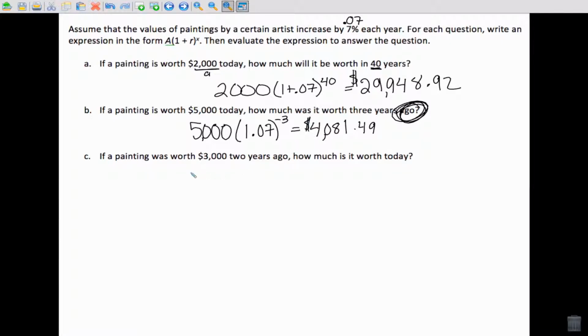And then finally we're asked about a $3,000 painting from 2 years ago. That would be worth $3,434.70 today. All right, so those were pretty self-explanatory. People either got them or they didn't.